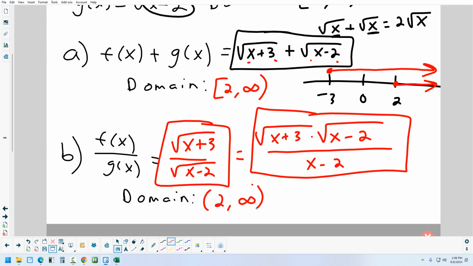Okay, so small change, but it's pretty important whether you put a bracket or whether you put a parenthesis. Any question on that one?